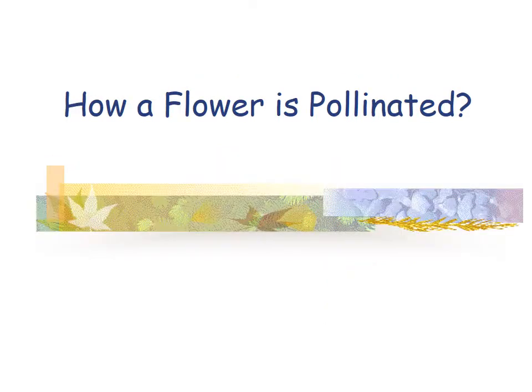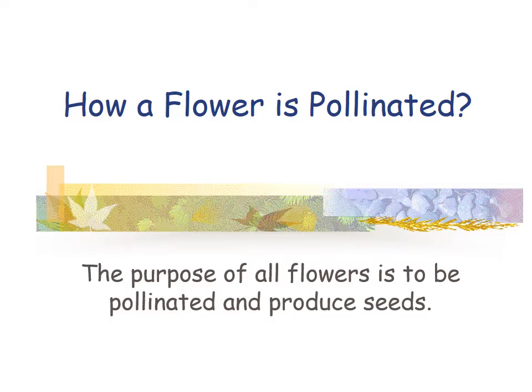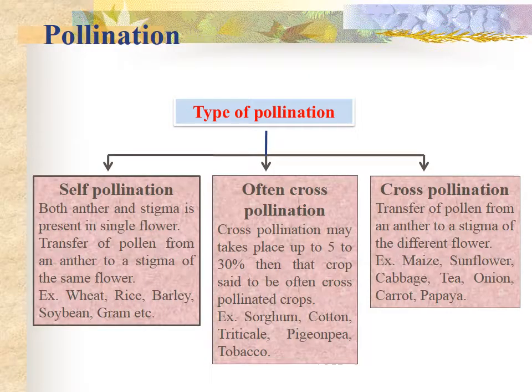How is a flower pollinated? The purpose of every flower is to be pollinated and produce seeds. Coming to the types of pollination, there are three types: self-pollination, often cross-pollination and cross-pollination. In self-pollination, both anthers and stigma are present in a single flower, and pollen is transferred from an anther to the stigma of the same flower. Examples: wheat, rice, barley, soybean, gram, etc.